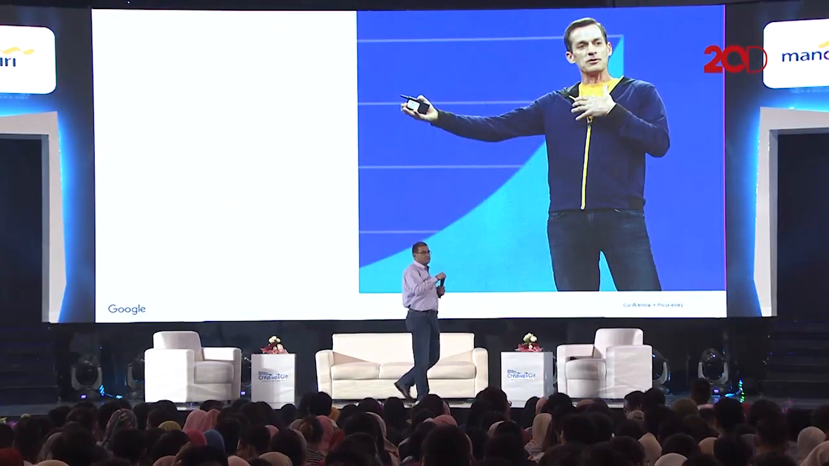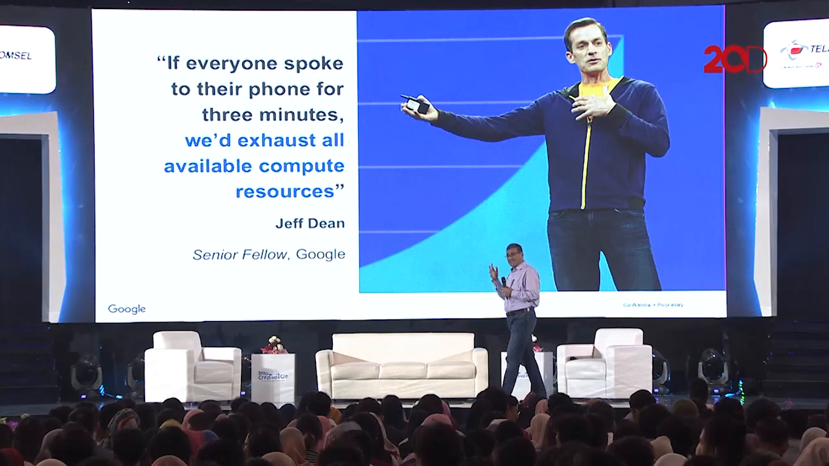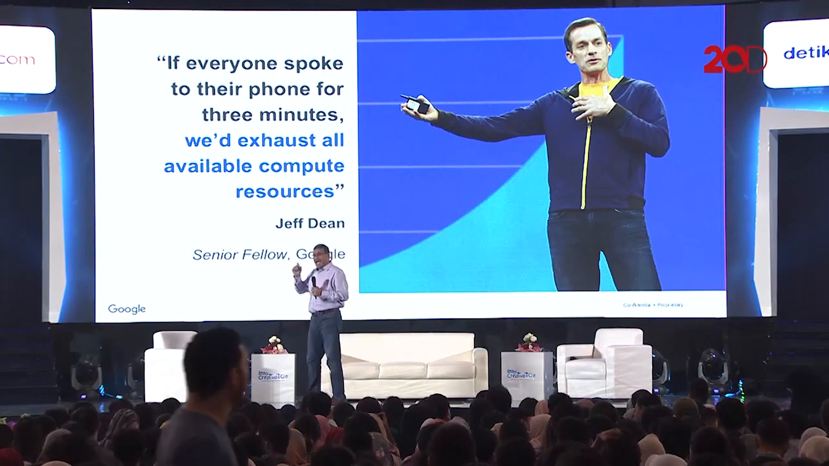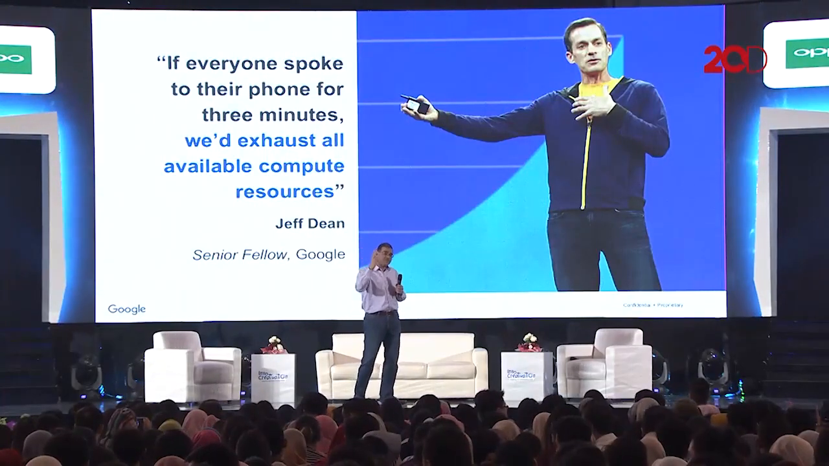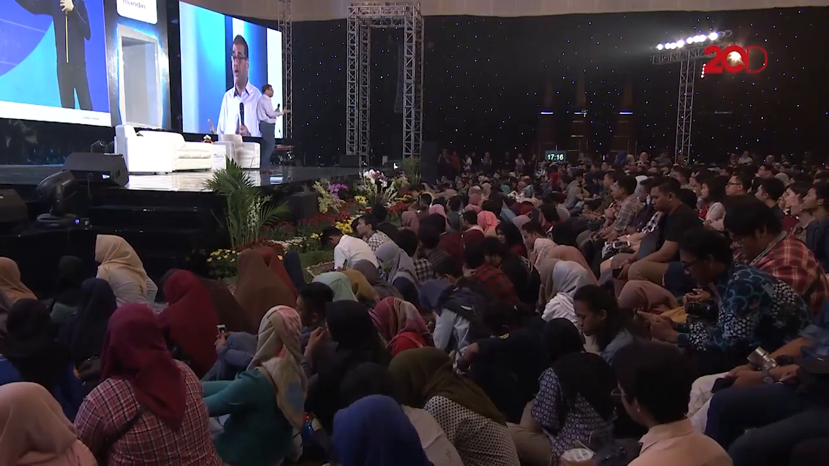I don't know how many of you know this person, but this person's name is Jeff Dean. He works at Google. He is a master of everything that we do around artificial intelligence and machine learning. When we started doing machine learning, Jeff found out that if all human beings on Earth spoke to our mobile phones, because we use a lot of speech, I don't know how many of you use OK Google to tell Google to search for something, if all of us spoke for 3 minutes to our mobile phone, we would be done away with all the compute power that's available on this planet. And that's why we had to do something different at Google.